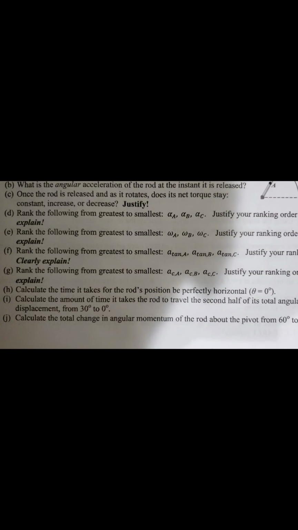Anyways, for part H, we are asked to calculate the time it takes for the rod's position to be perfectly horizontal, basically when theta is equal to 0 degrees. For this problem, it looks like I'm going to use calculus because I don't have any function that is related to time yet. First of all, when doing calculus, I need to convert degrees into radians because working with degrees in calculus will cause some problems in math.